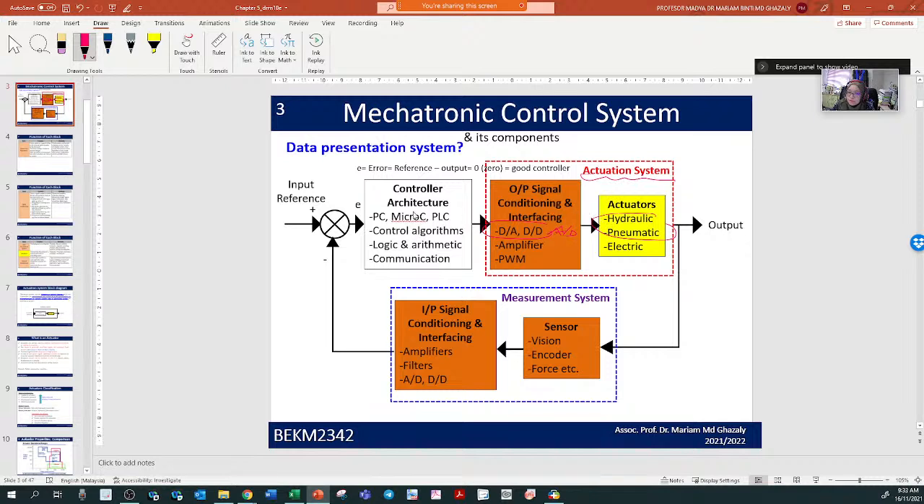The one from the controller is the D to A, so you convert the digital to analog. When you give the output to an actuator, this signal is digital and the signal read by the actuator is analog. The output from the actuator will also be an analog signal, and most of the time when you have an analog signal, you can apply it to any sensor or display unit.